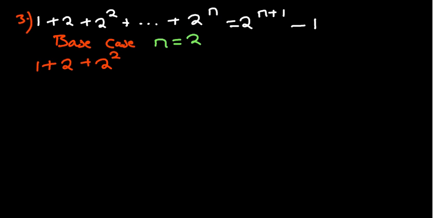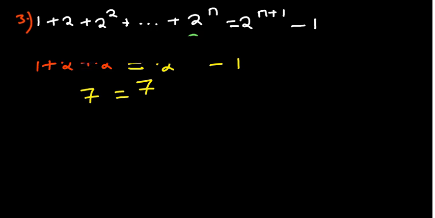So we need to prove that this is going to be equal to the formula, and since our n is equal to 2, we'll say 2 to the power 2 plus 1 minus 1. So 1 plus 2 is 3, plus 2 squared is 4, gives 7. And 2 to the power 3 is 8, minus 1, is 7. So our base case is there. We've already come up with a base case. The base case is giving you a starting point.